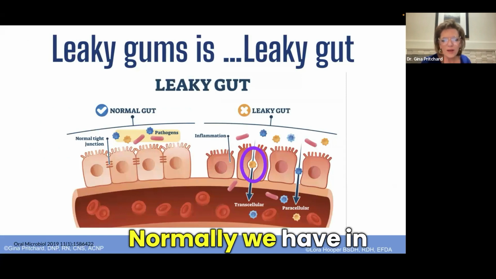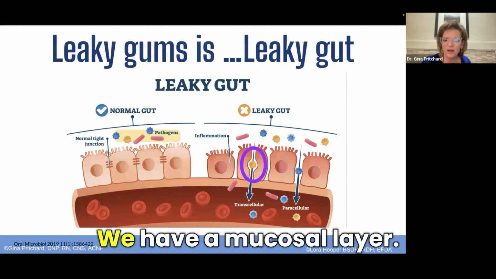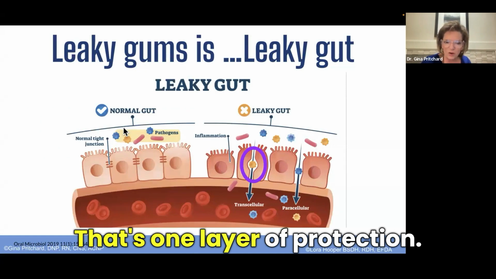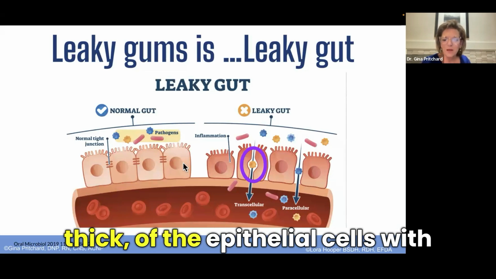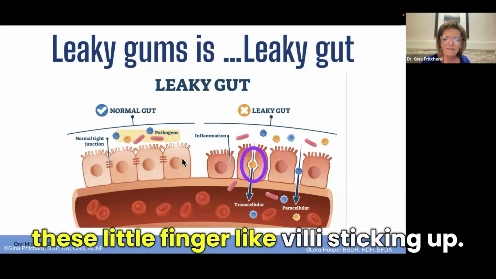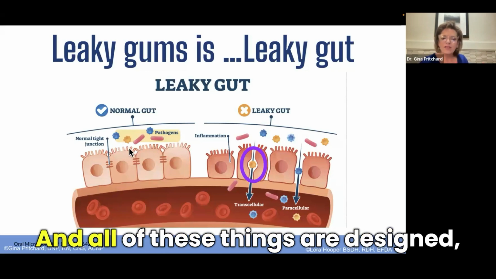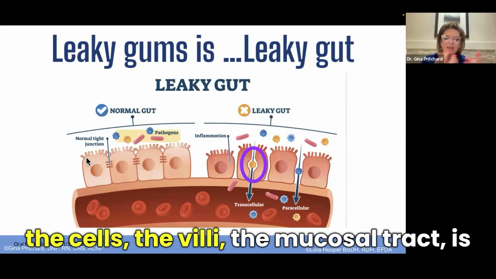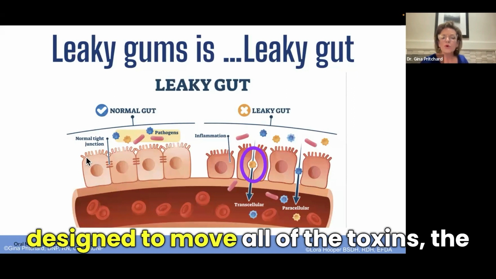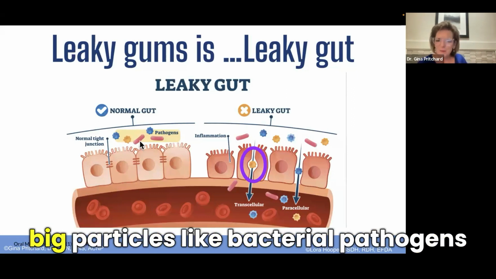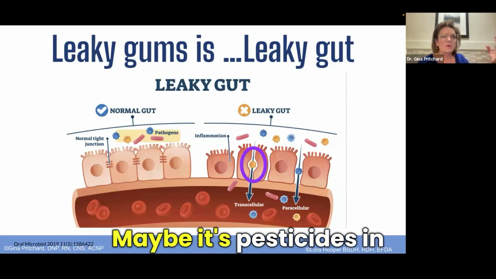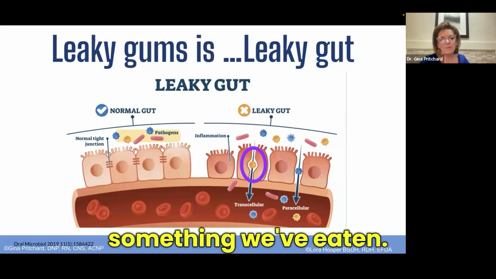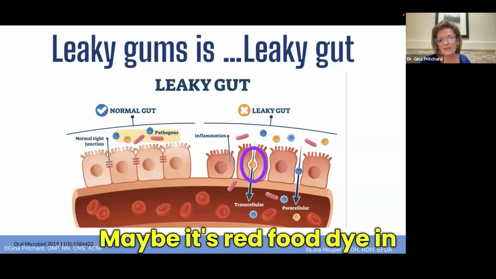So normally in this epithelial lining, we have a mucosal layer that's one layer of protection, and then we have this one cell layer thick of the epithelial cells with these little finger-like villi sticking up. And all of these things, the cells, the villi, the mucosal tract, are designed to move all of the toxins, the big particles like bacterial pathogens that reside in the mouth that we've swallowed, or any kind of toxins. Maybe it's pesticides in something we've eaten. Maybe it's red food dye in something that we've eaten.